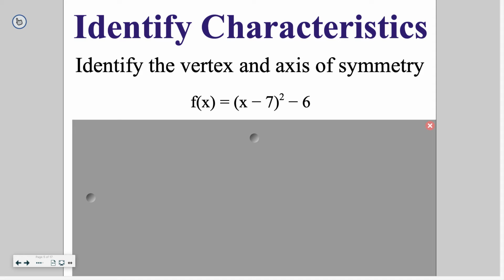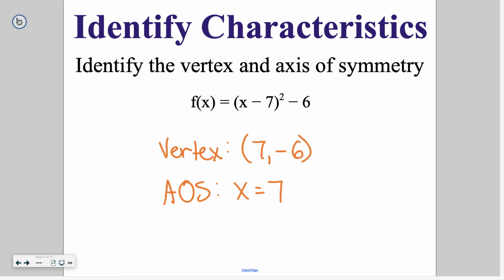Go ahead and identify the vertex and the axis of symmetry for this equation on your own. Pulling out my values, I get a vertex at (7, -6), which puts my axis of symmetry at 7.